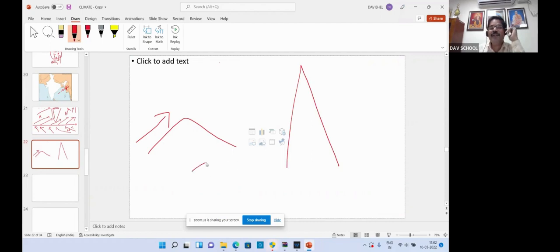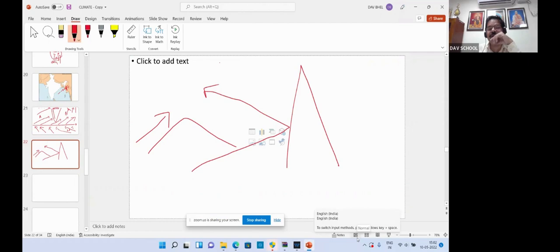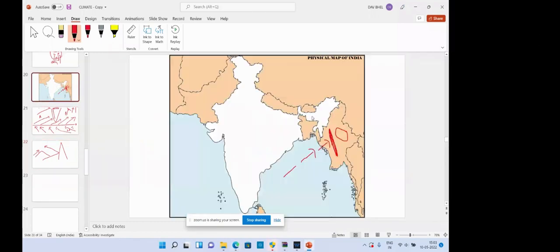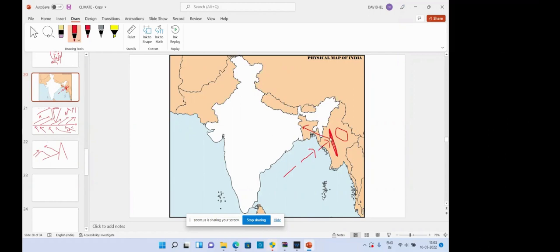So what will happen? The wind comes, dashes against the mountain, gets deflected and changes its direction. Did you understand now? So it is due to the difference in the shape of the mountain. So these winds dash against the Arakan Mountains and get deflected towards the northeastern parts of India.